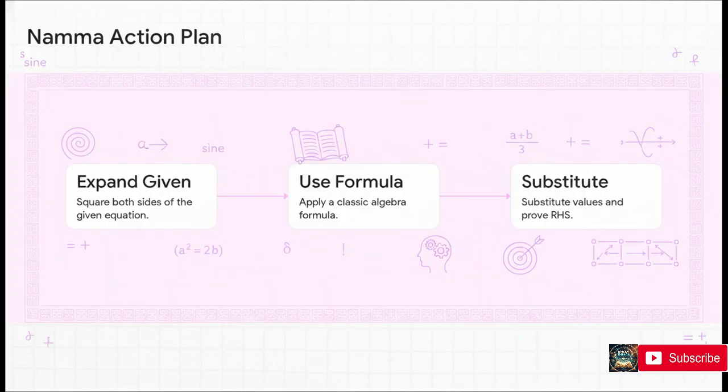Here's our action plan, our battle plan, if you will. Honestly, it's super easy, just a basic 3-step process. Step 1, we expand what we're given. Step 2, we bring in a classic trusted algebra formula. And step 3, we substitute those values and conquer the right-hand side. That is literally the whole shebang. Let's get right to work.